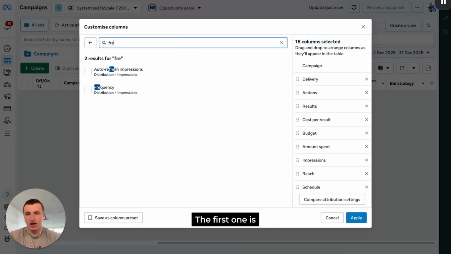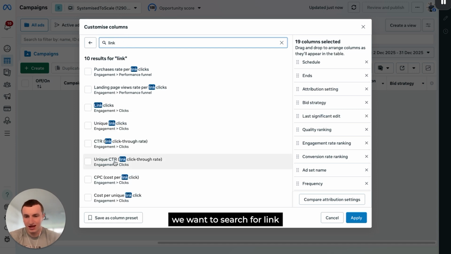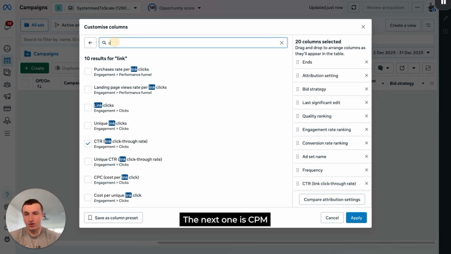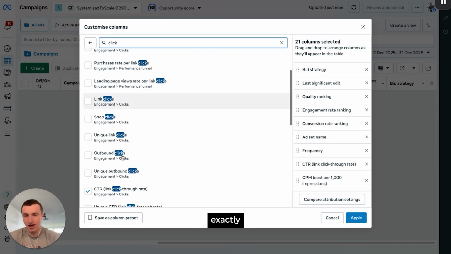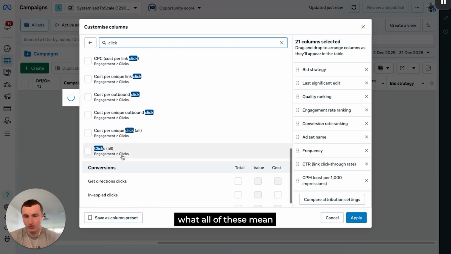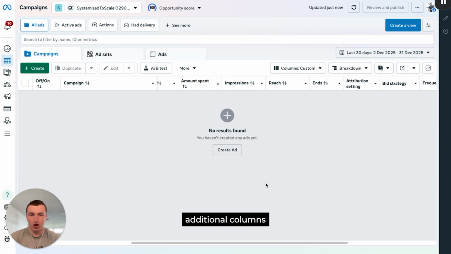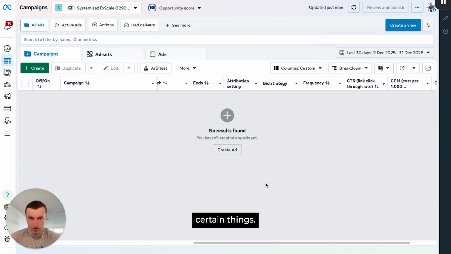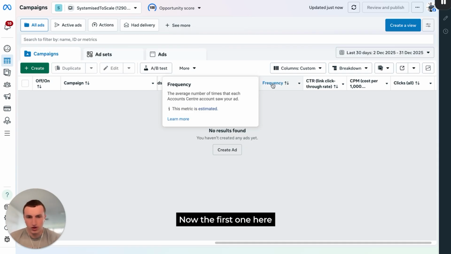The first one is we want to search for frequency. The next one is we want to search for link click-through rate. The next one is CPM, and the next one is clicks, and I'm going to show you exactly what all of these mean. Clicks all. Let's click apply. So now we have additional columns on our dashboard that will track certain things. Here is exactly how you're going to read all of these. Now, the first one here being frequency.